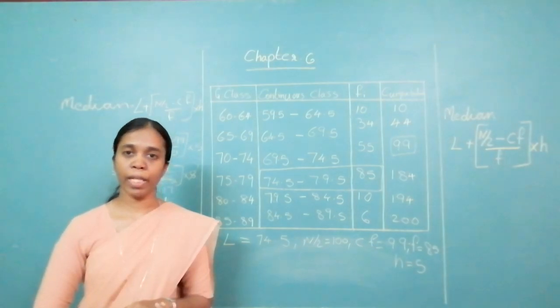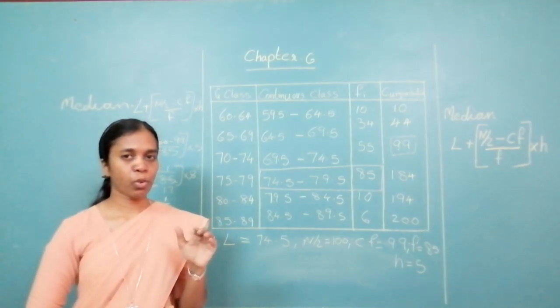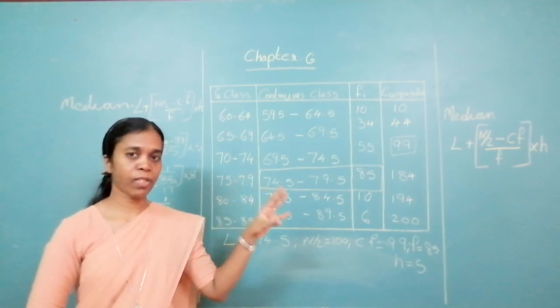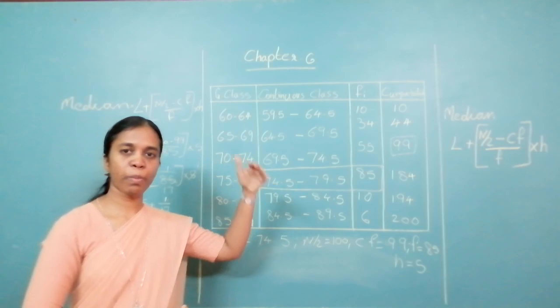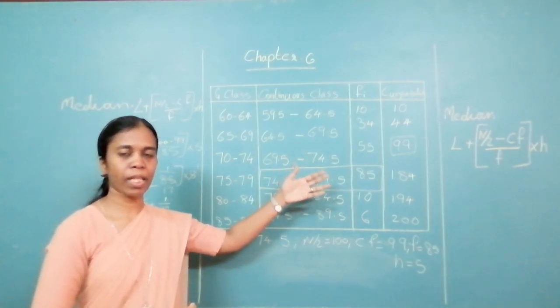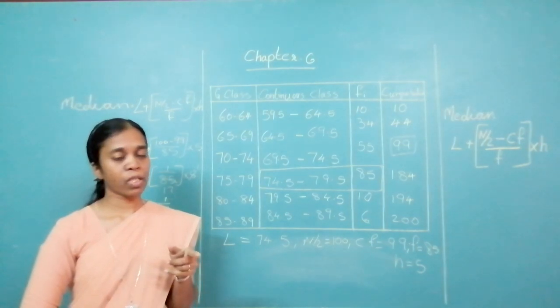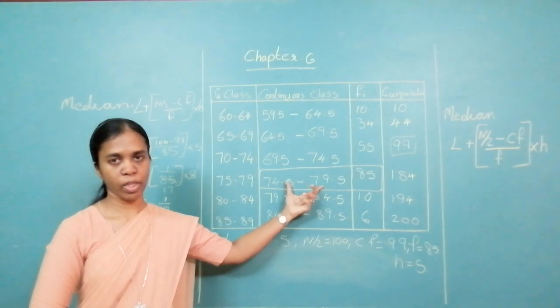How do we check for the median class? We find out what N upon 2 is. Once we find N upon 2, look at where in the cumulative frequency that score lies. That will be the median class. And the one below that, the one preceding that, will be the cumulative frequency that we choose. What is the class width, or what is H? It is the difference between the upper limit and the lower limit.